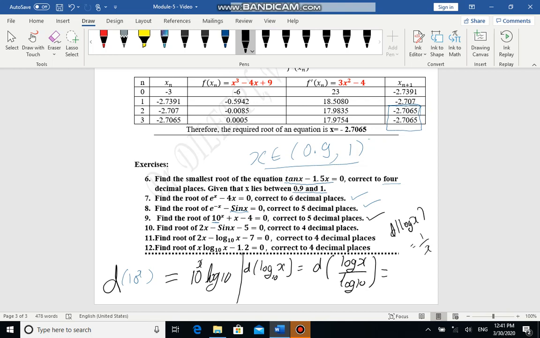So the log 10 value is 0.43, that is 1 by log 10 we have. That 1 by log 10 is a constant term. We'll consider it outside the derivative. And 1 by natural log 10 value is 0.4342, and the log x differentiation is 1 over x.